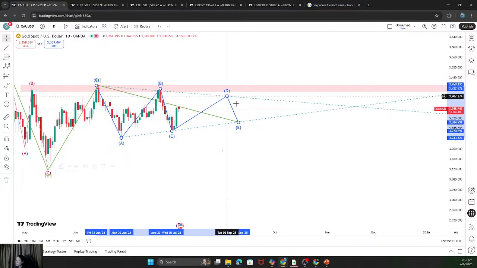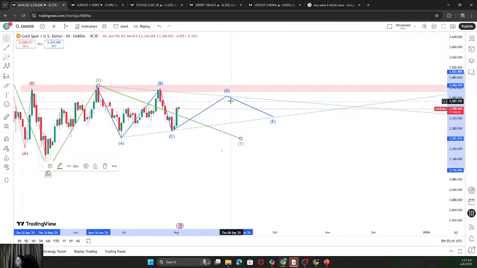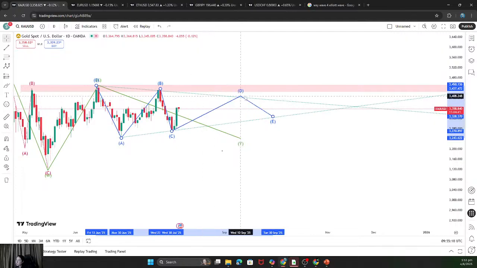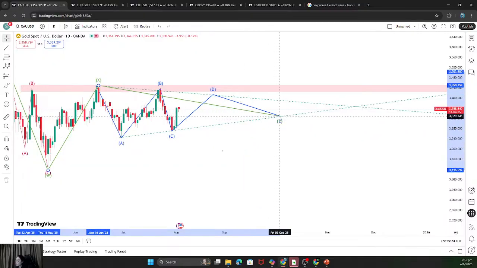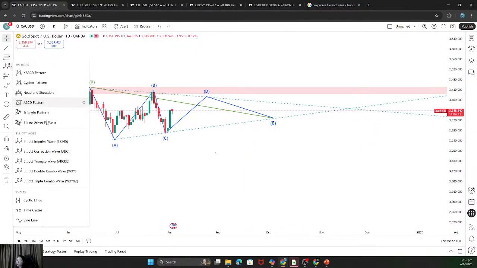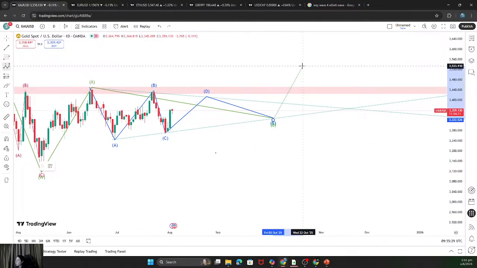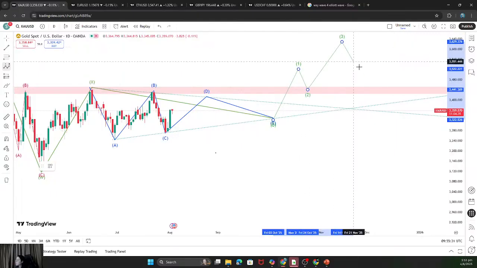I don't know where it's going to end, but this is just an assumption. This is going to be the shape. I cannot assume, but the assumption is that it's going to stay within the triangle. Then Y is going to end wherever it's going to end, and after Y ends, we're going to start with 1, 2, 3, 4, 5.